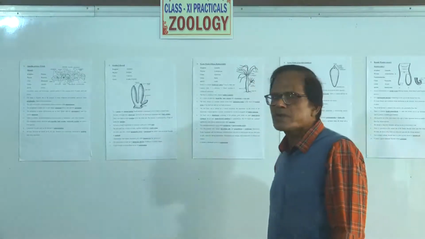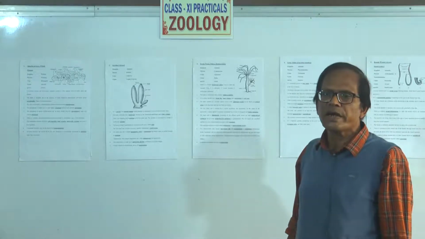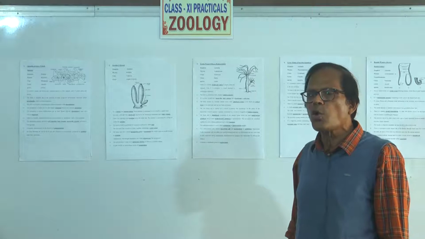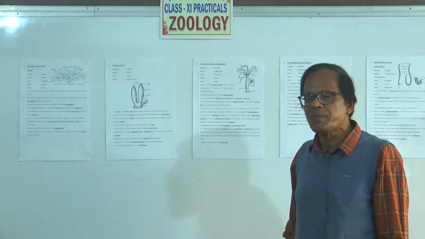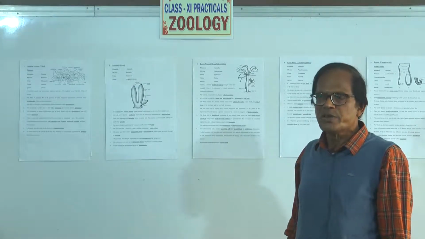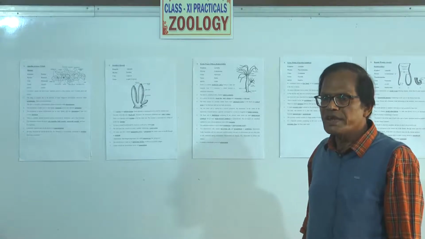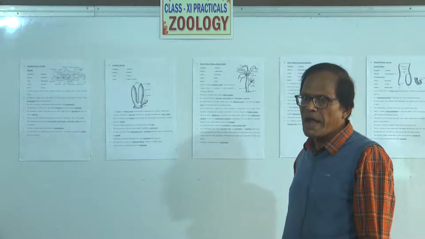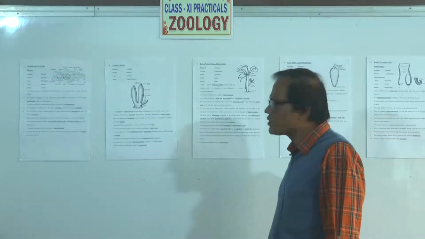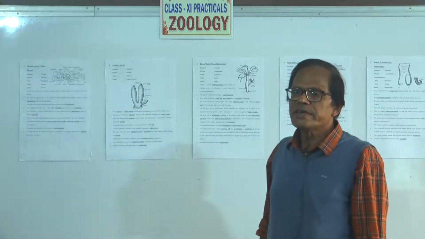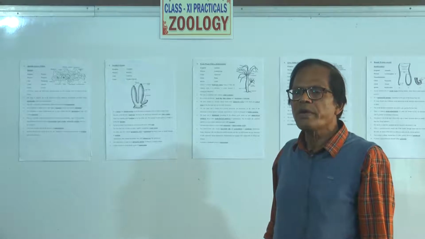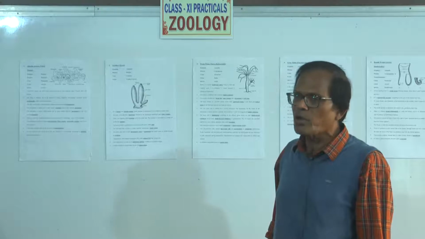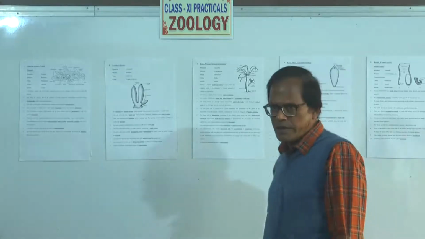The mouth is surrounded by a circlet of hollow tentacles. The tentacles are loaded with a special type of stinging cell, which is named nematoblast or cnidoblast. These are stinging cells. These help in offense and defense of hydra. These are especially concentrated in the tentacles.